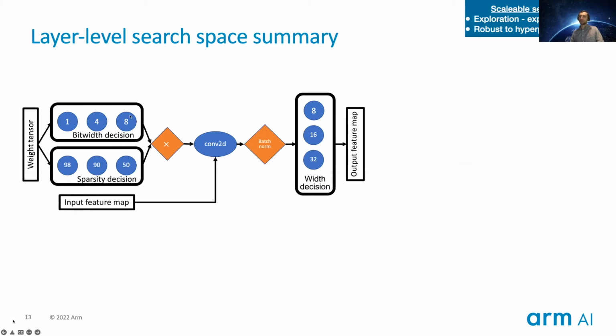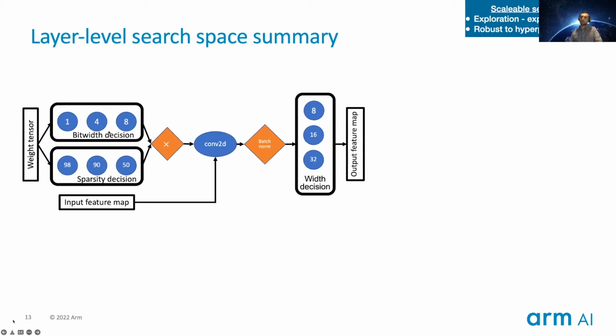In this case, I'm showing a search space example where we consider quantizing the weights for the layer to 1, 4, or 8 bits. And then secondly, we also consider the sparsity rate for the layer. So how many zeros should we have? What percentage of the weights in the layer should be 0? Here I'm showing an example where I'm choosing between 98% zeros, 90% zeros, and 50% zeros.